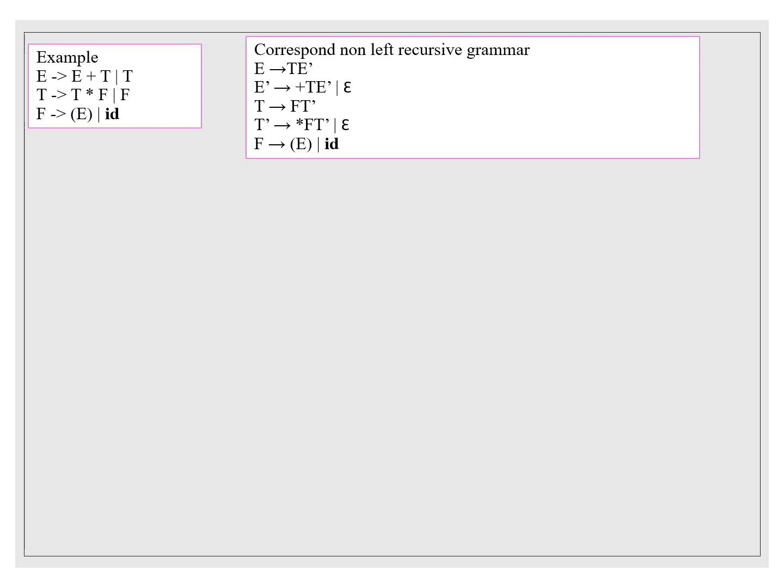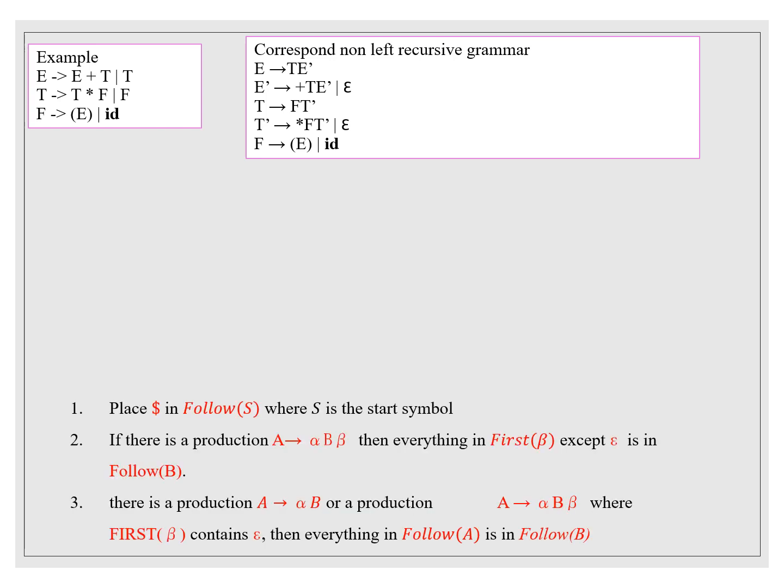Compute follow for the same example. Here the follow is only for the non-terminal. Okay. Let us start with the rules. Follow algorithm. So there are 3 steps. Now let us compute the follow of E. For the follow of E, we know that E is the start symbol, hence we have to add dollar to the set.